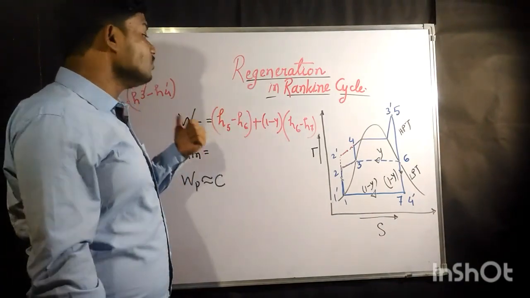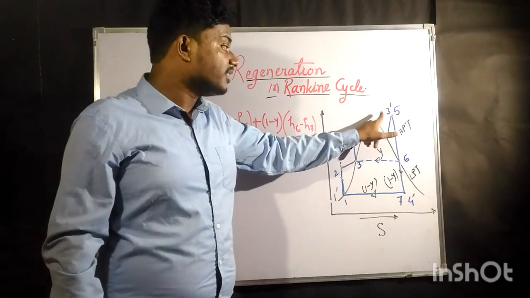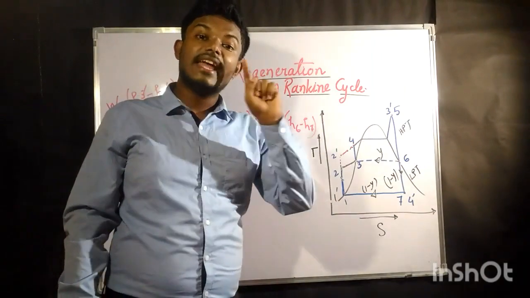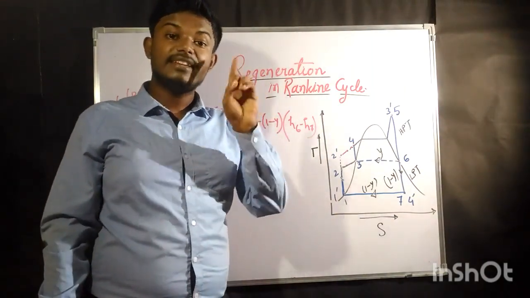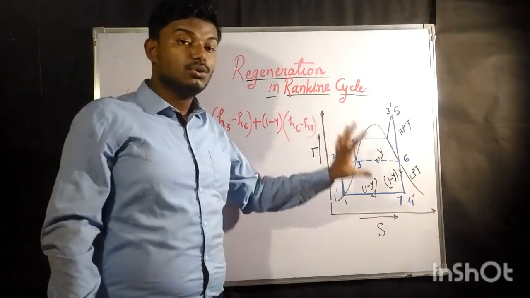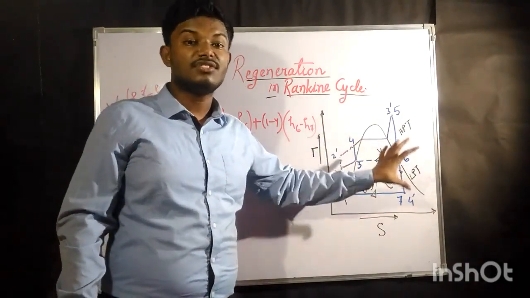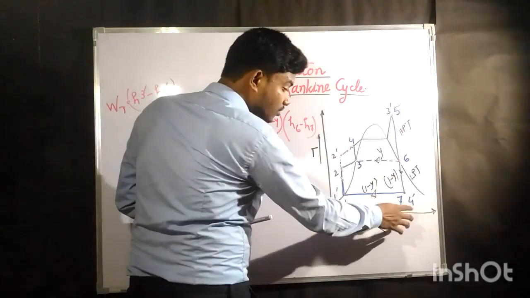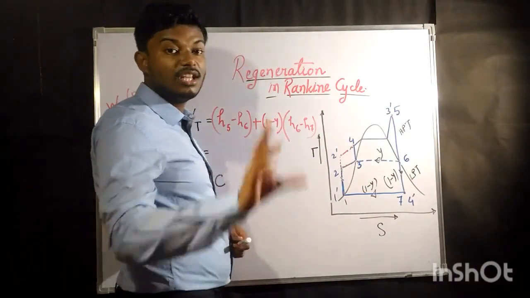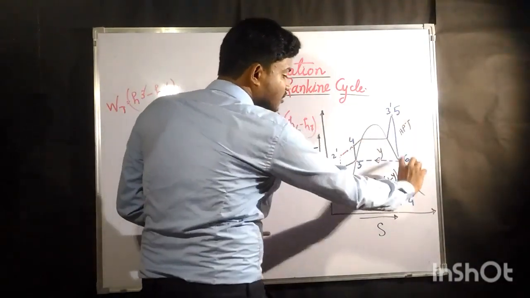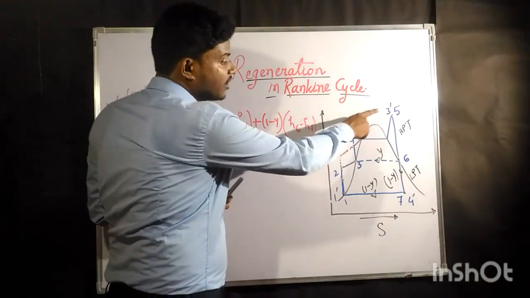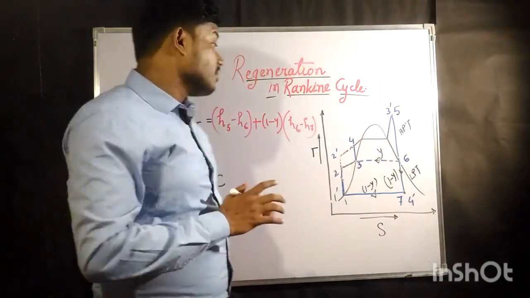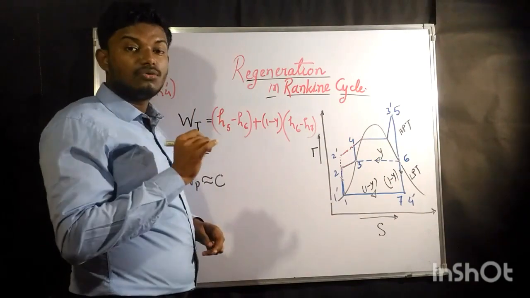But in the original cycle, 3 dash to 4 dash is coming out with mass 1 kg. Due to the application of regeneration, what is happening? The same distance, 3 dash to 4 dash, is now being covered in two different steps, 5 to 6 and 6 to 7. The enthalpy amount would have been the same if the temperature was the same, and here also it is the same case. But the work done by the turbine is now going to decrease.